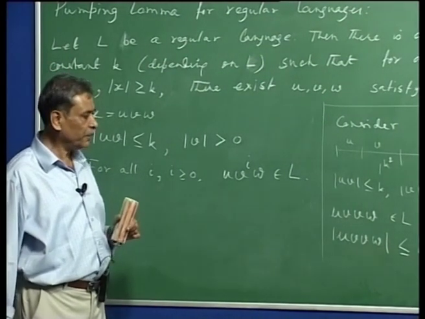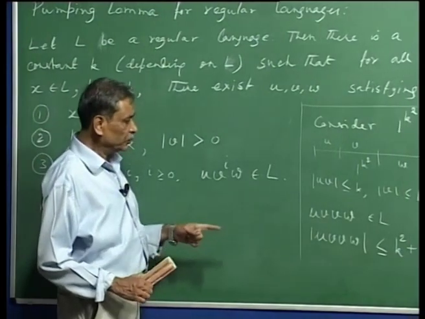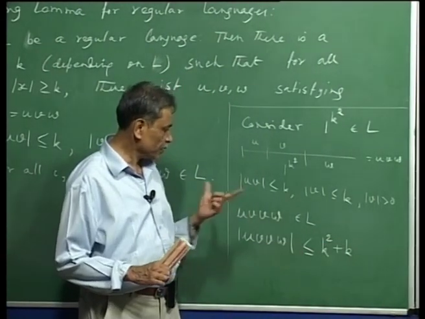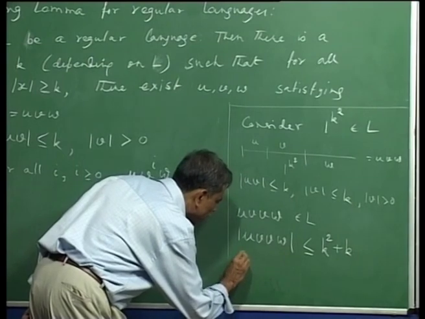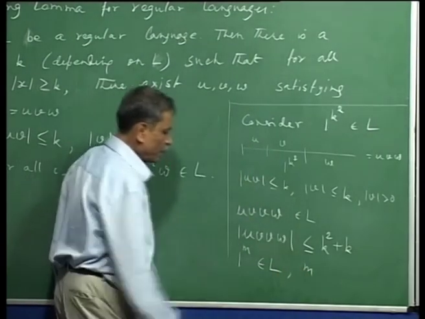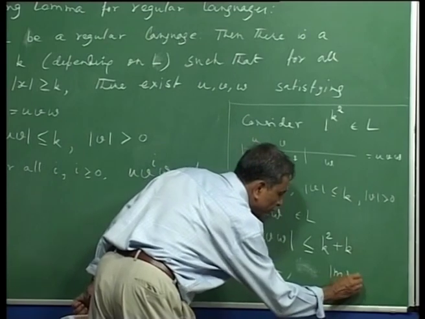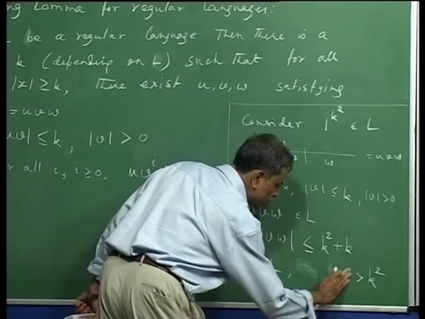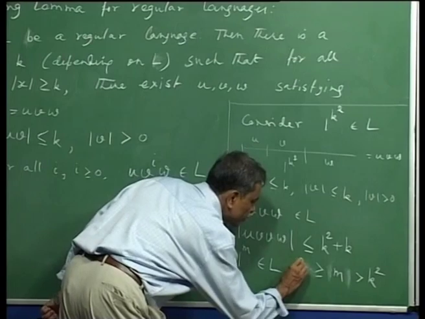Actually, we have got a contradiction already, because the lemma is saying that some string whose length is bounded by k squared plus k and consisting only of 1s. So, in other words, let me write it like this. The lemma is saying that 1 to the power m is in the language L, where m itself is strictly greater than k squared and less than or equal to k squared plus k.